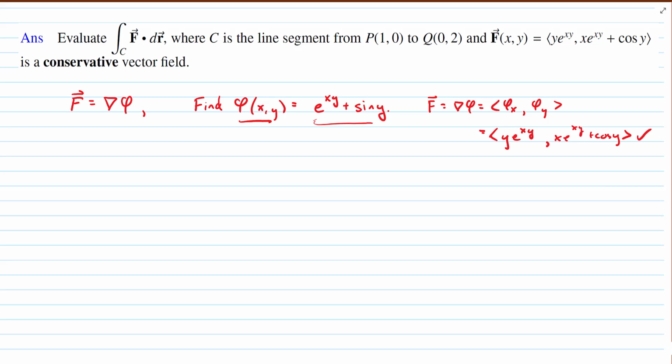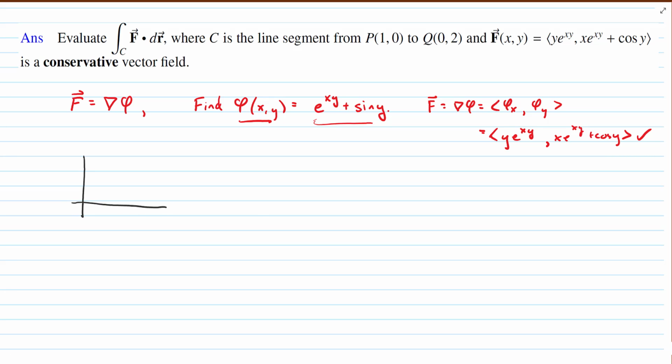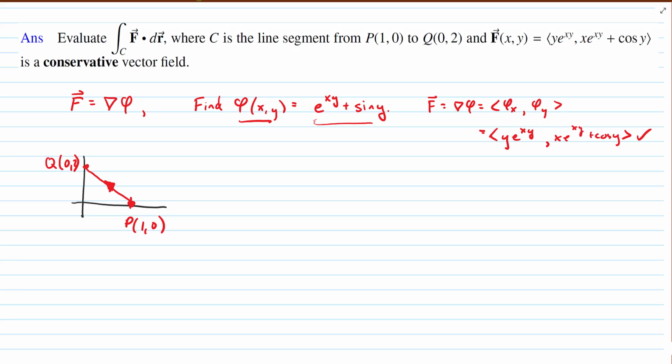The next thing we should do is give ourselves a quick visual of the region that we're working with. You actually don't need the picture, but I'm going to go ahead and sketch it anyway. Here is the point P labeled 1, 0, and here is the point Q at 0, 2. And our path is this directed line segment moving in this direction. We do need to know the start point and the end point because the order makes a difference there.